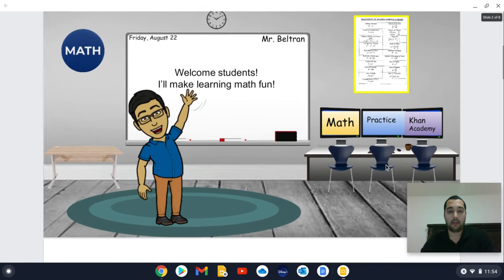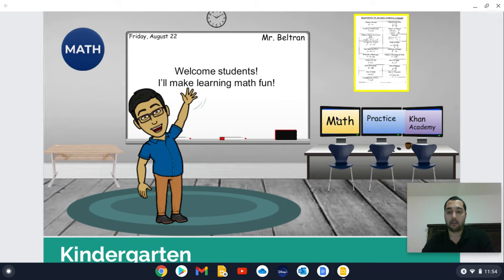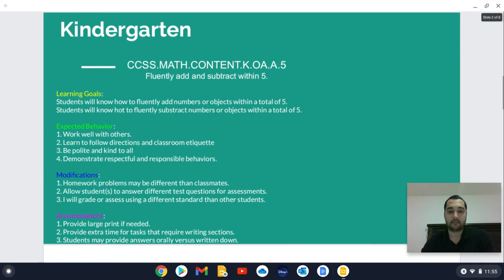Now, students, if you go onto the Google Classroom, you will click on Math, and after the lesson, you can always come back to Google Classroom and click on Practice if you need more help. And for games, we have Khan Academy right there. So now let's click on Math, and we'll begin our lesson.